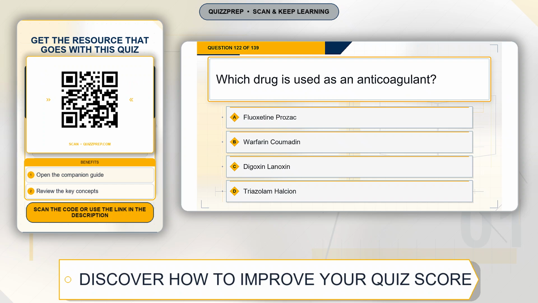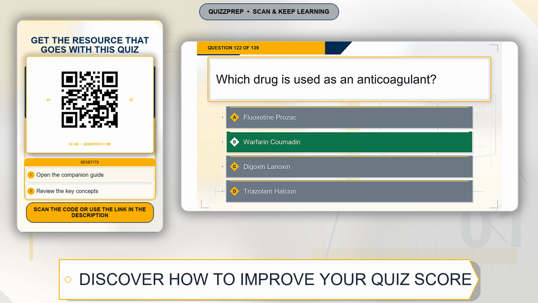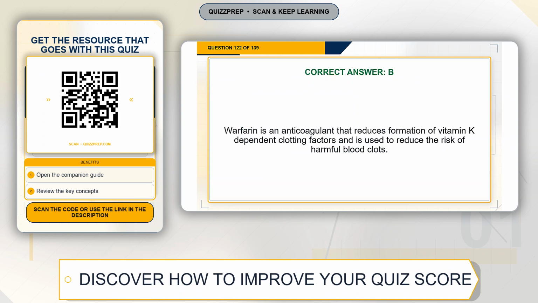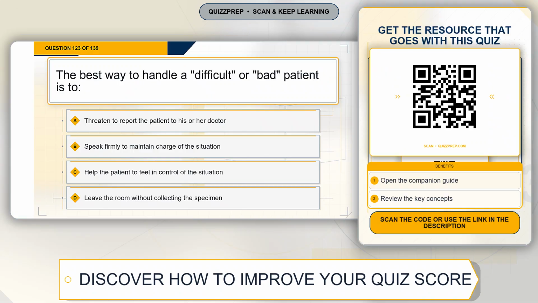Question 122. Which drug is used as an anticoagulant? Option A, fluoxetine Prozac. Option B, warfarin Coumadin. Option C, digoxin Lanoxin. Option D, triazolam Halcion. The correct answer is option B, warfarin Coumadin. Explanation. Warfarin is an anticoagulant that reduces formation of vitamin K-dependent clotting factors and is used to reduce the risk of harmful blood clots.